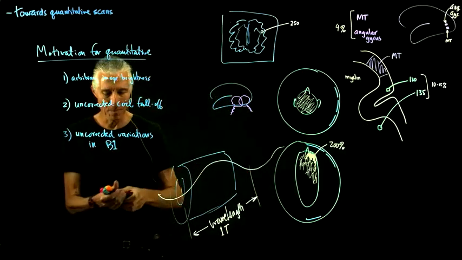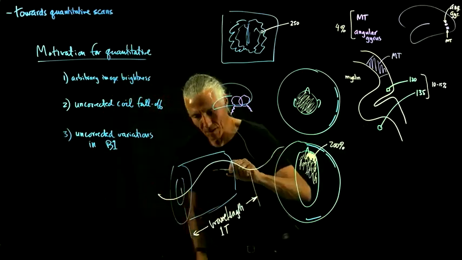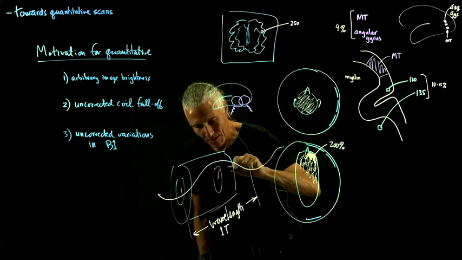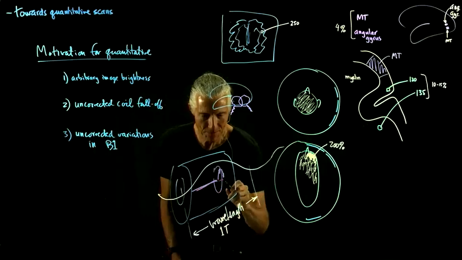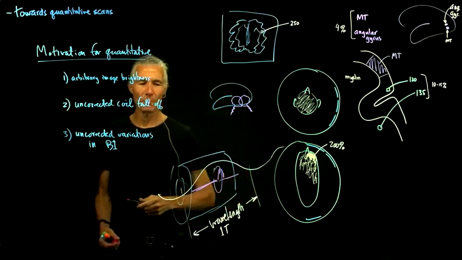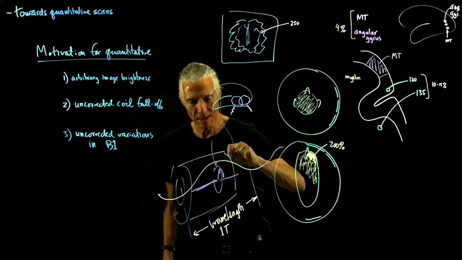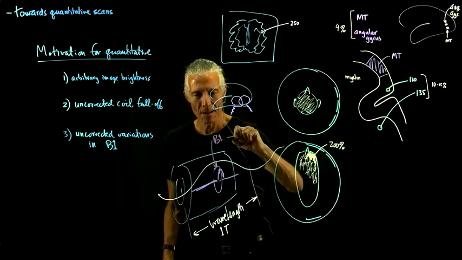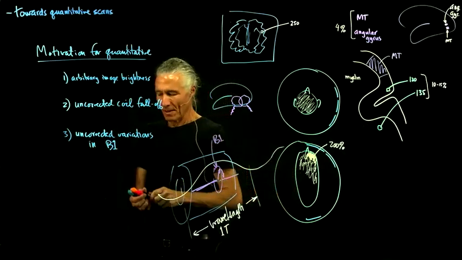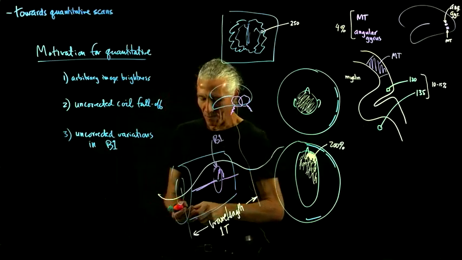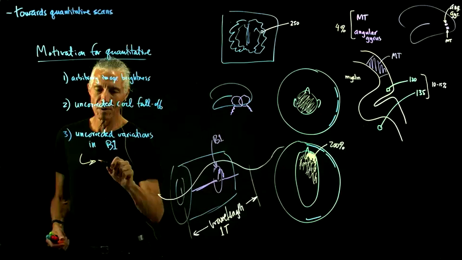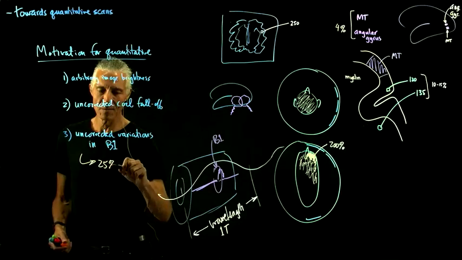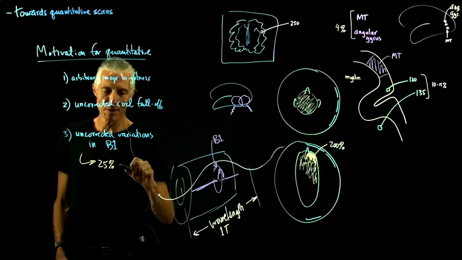So that's about the B1 field. And what is the B1 field? That's the field that's actually rotating around in this plane, perpendicular to the bore. So this guy's the B1. So at 3 Tesla, the kind of problems we have are something like a 25-30% variation across the head.